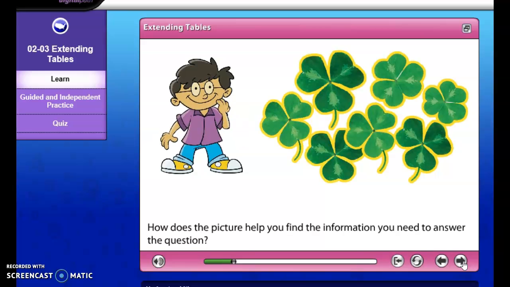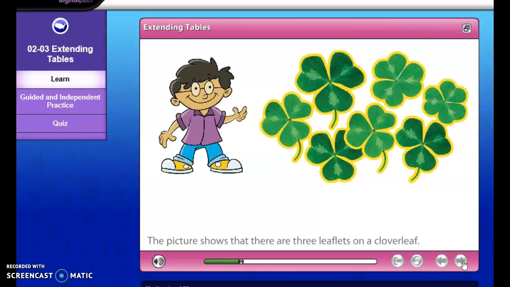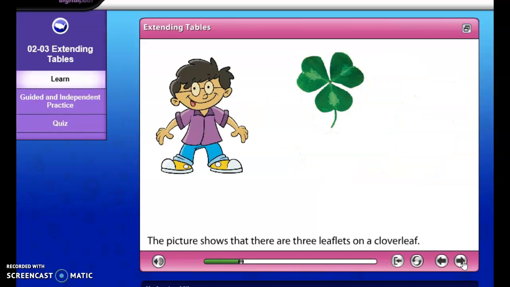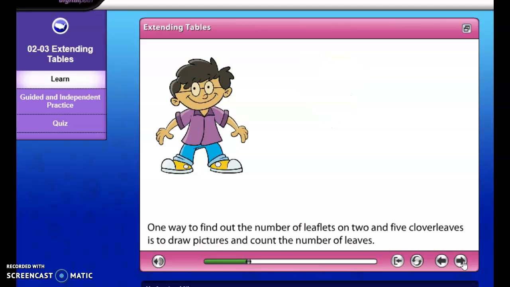How does the picture help you find the information you need to answer the question? The picture shows that there are 3 leaflets on a clover leaf. One way to find out the number of leaflets on 2 and 5 clover leaves is to draw pictures and count the number of leaves.